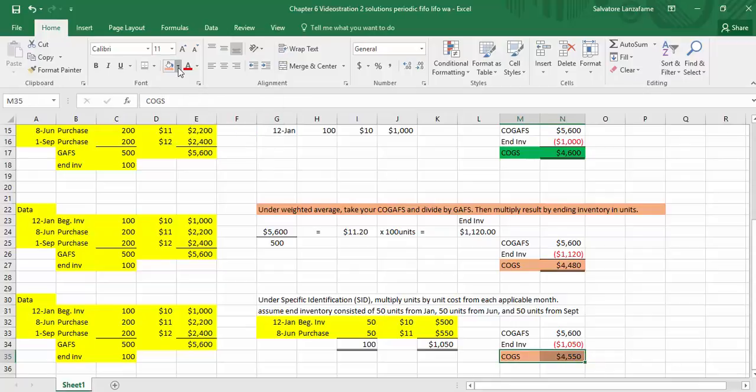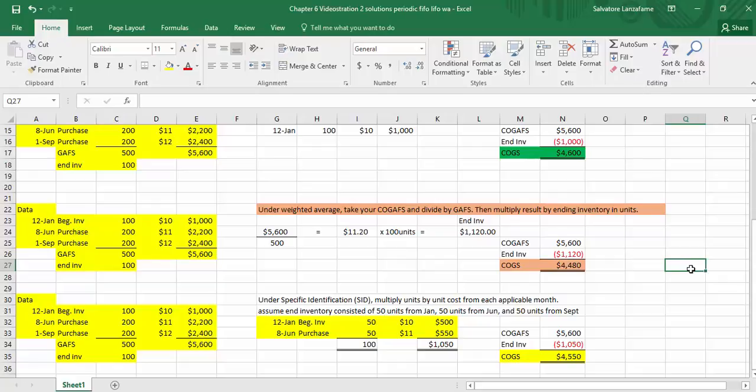Again, notice that LIFO is still the best answer. Under conditions of rising prices, LIFO will always give you the highest amount of cost of goods sold. The highest cost of goods sold will give you the lowest ending inventory value. So on the company's balance sheet, the company would show whatever the value for ending inventory is for their merchandise inventory. And on their income statement, they would have a write-off of whatever the cost of goods sold amount happens to be.